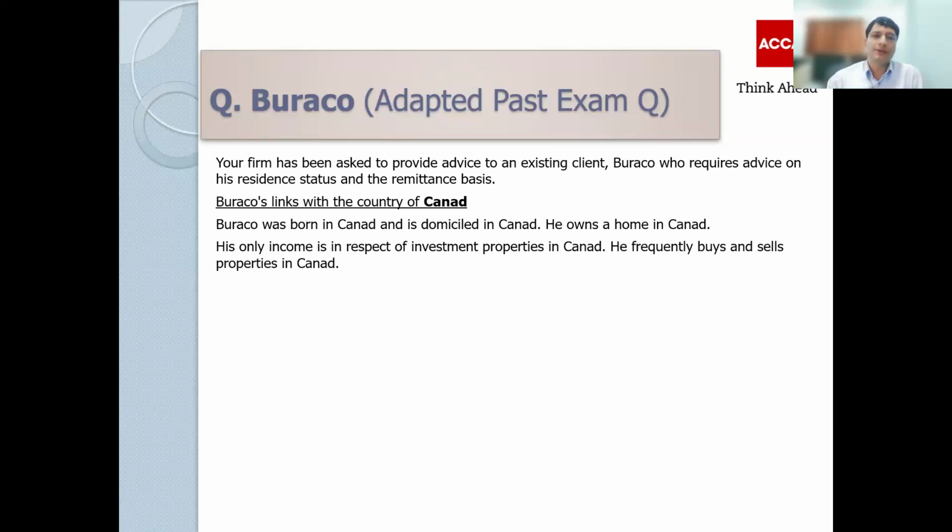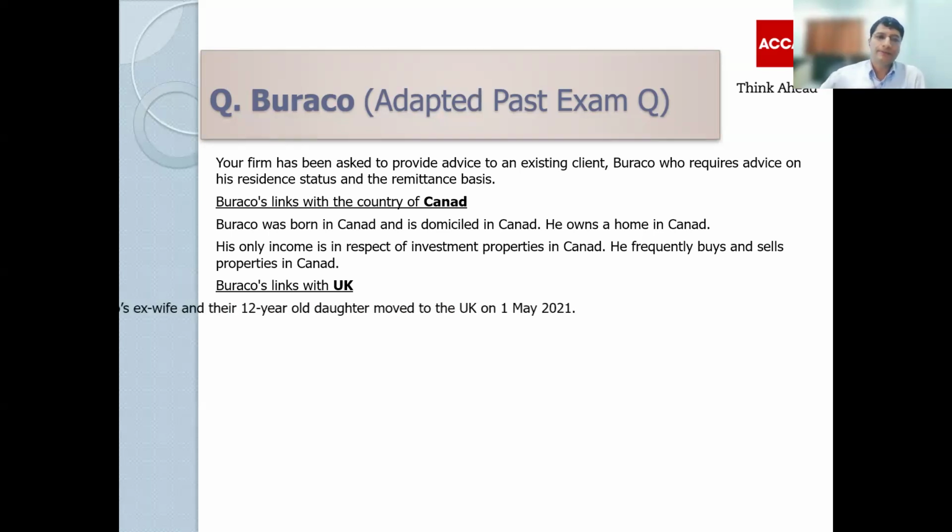We do need further information to understand whether he's actually trading in property or not, but for the purpose, this information will suffice. He also has a link with the UK. Now you can see here, cross-border, international. He has some relation with the country Canada, and he also has some relation with UK. What is this? His ex-wife and 12-year-old daughter moved to UK on 1 May 2021.